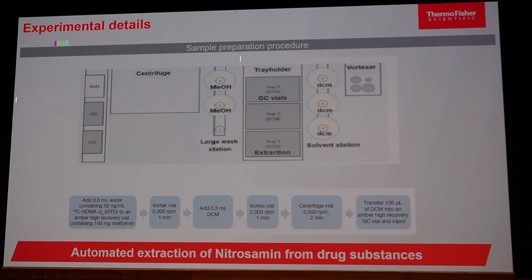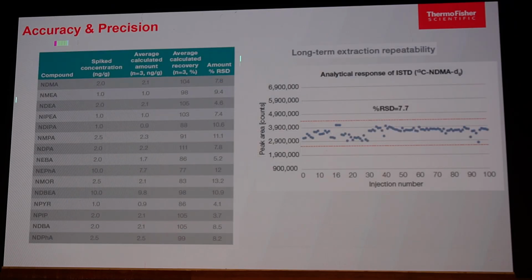So here there is no manual error, and you don't have to monitor the system. You just keep your sample and leave it to the system. The system will do everything for you. And when we do it, we have measured accuracy and precision levels. We can see the accuracy is between 70 and 130, and the RSD is less than 15%. Even for long-term extraction repeatability, it is within the limit of 7%.